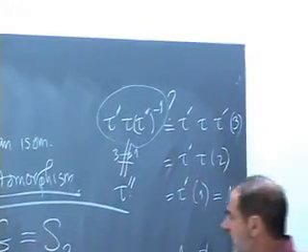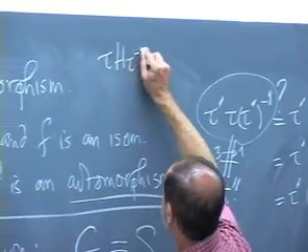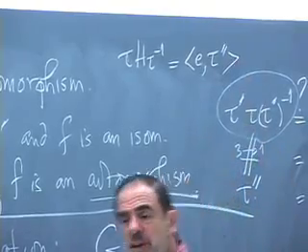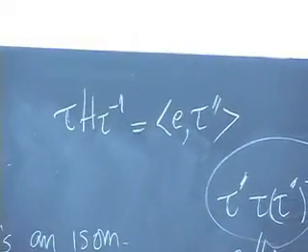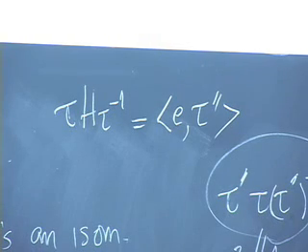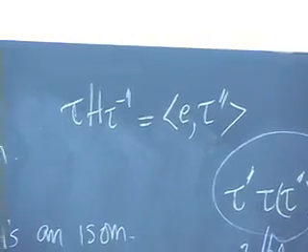Okay? So in fact, we find here that tau h tau inverse is the subgroup e tau double prime. And so there's a non-normal subgroup for you. So in particular, that subgroup is not the kernel of a homomorphism. Okay? So now let me give you some examples of kernels and images.